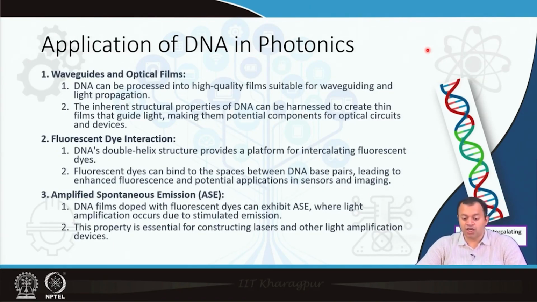Fluorescence dye interaction: the DNA double helix structure produces a platform for intercalating fluorescent dyes. Fluorescent dyes can bind to the space between DNA base pairs, leading to enhanced fluorescence. So, between base pairs you can have fluorescent dyes just in between these. Enhanced fluorescence and potential application in sensors and imaging. Amplified spontaneous emission, this is where the laser is coming from.